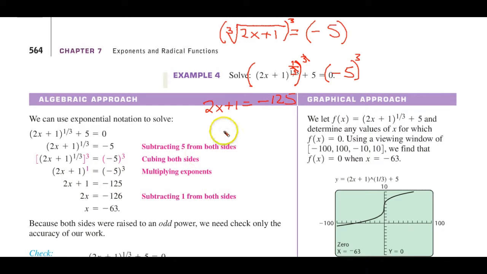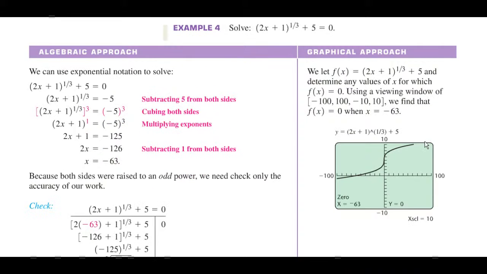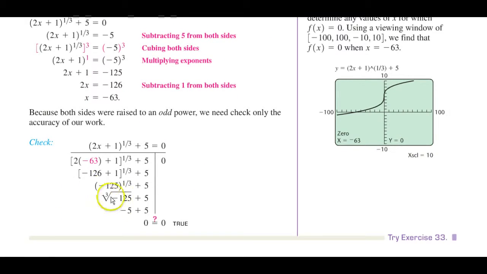So they have it right here. So now we transpose that. We get 2x equals a negative 126. Divide both sides by 2, and we get x equals a negative 63. And if you put a negative 63 in there, that works out very well. Okay, the check is below. And it is true. Okay?